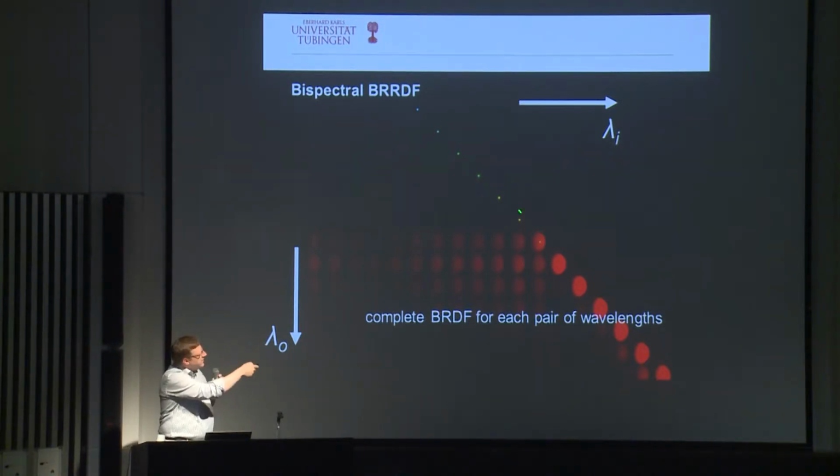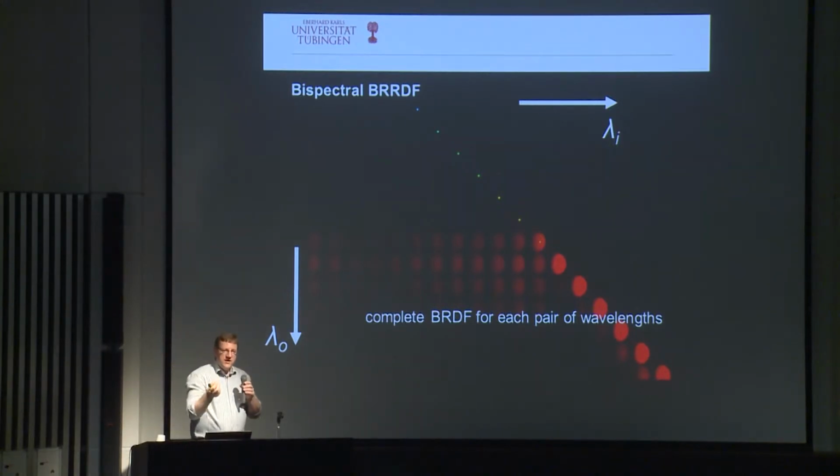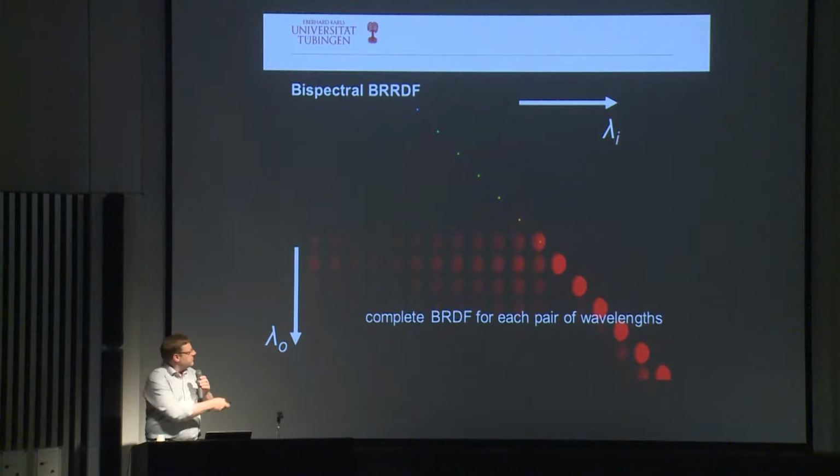And you clearly see that the specular highlights are here on the main diagonal because they typically, for non-metals or dielectrics, actually sort of keep the wavelength. And the fluorescent part then is here on the bottom.